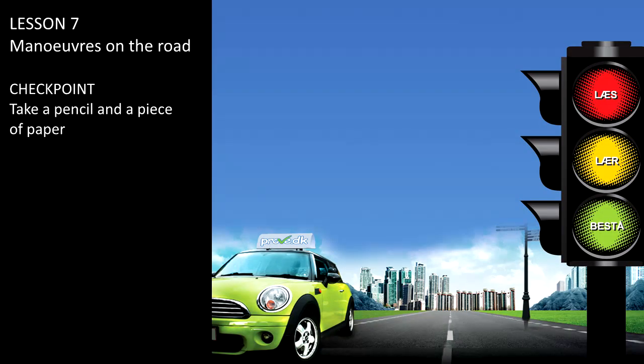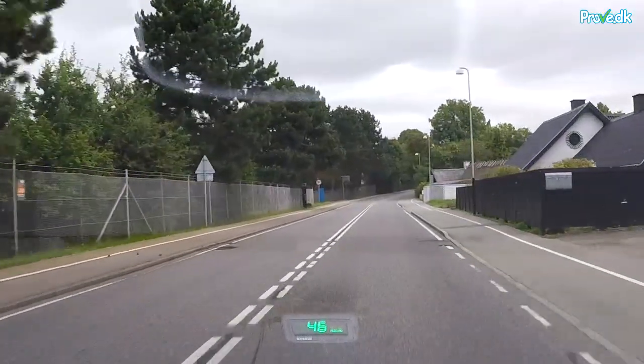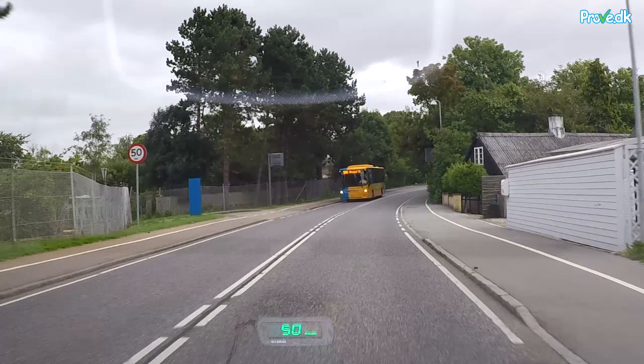Checkpoint. Take a pencil and a piece of paper. You are driving at the speed of 45 to 50 kilometers per hour. How will you continue? I will continue driving at the same speed of 45 to 50 kilometers per hour. I will drive closer to the right edge of the road. I will apply the brakes. I will drive really close to the right edge of the road.